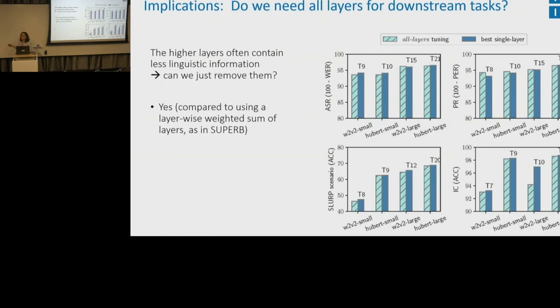And most of the time, we do approximately just as well by using just the best single layer and discarding the remaining layers as we do by using all layers. Occasionally, we even do a little bit better, presumably because we just didn't learn a very good set of layer weights and predictors on top of those linear combination of layers.